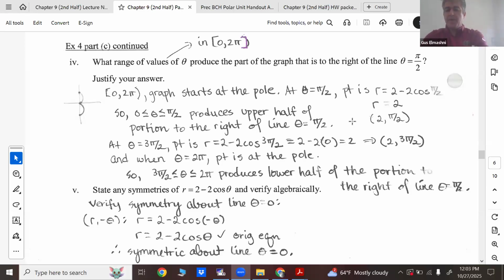Hold on, Marie. And then for part 5, it's pretty obvious it's symmetric about theta equals 0. So replace theta with negative theta. It comes out nice and clean. The R value stays unchanged, so you get your symmetry there. That's pretty easy. But for 4, Lucas, what's your question?